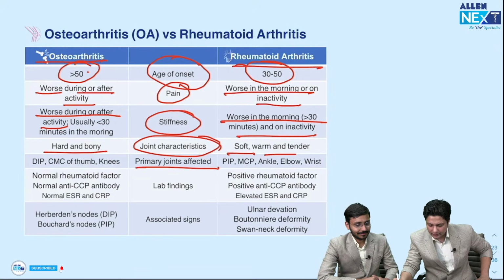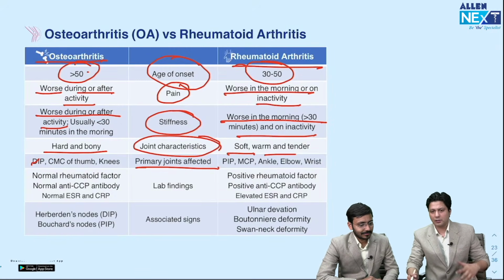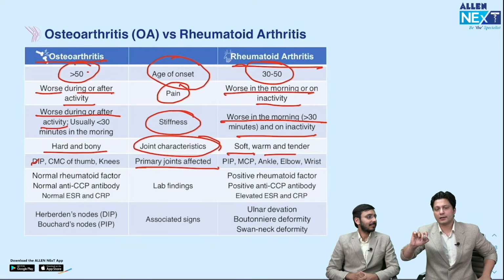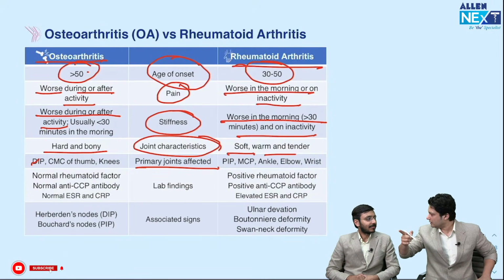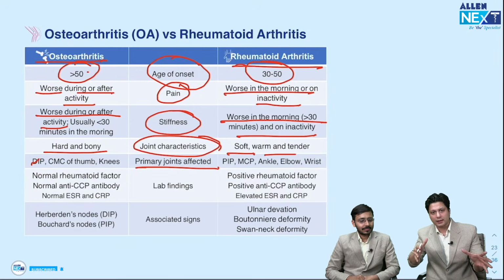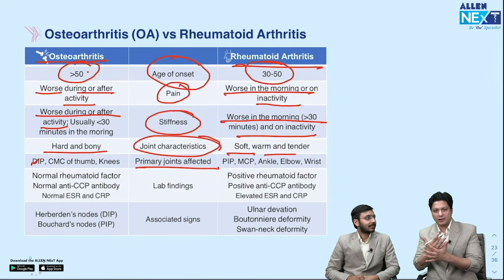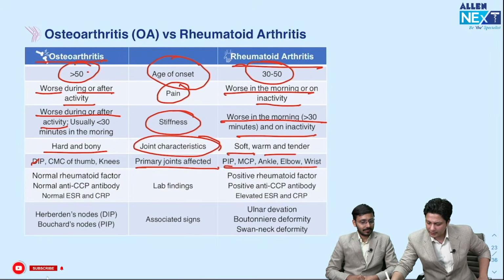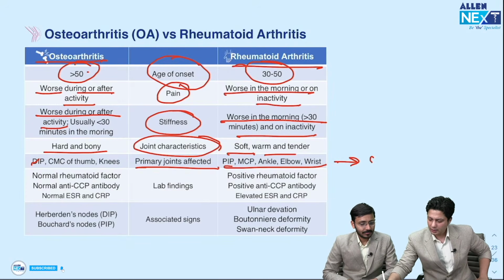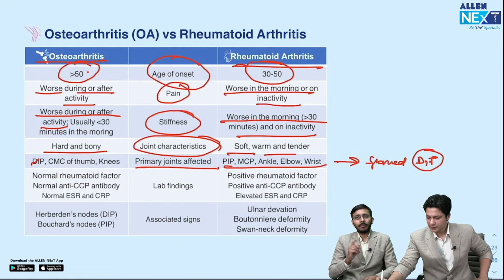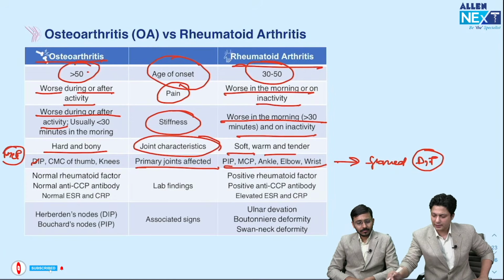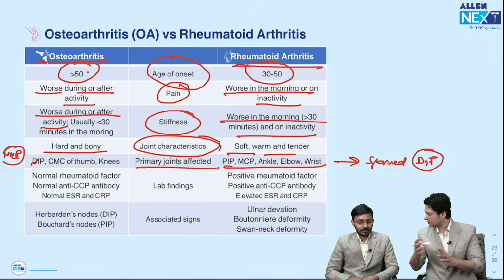Now the joints which are affected: the distal interphalangeal joint, the carpometacarpal joint, all right. And the knee. The joint which is relatively spared in osteoarthritis of the hand is the metacarpophalangeal joint. Right, sir. It is not very commonly affected, while the joint which is spared in rheumatoid arthritis, not very commonly involved, is the distal interphalangeal joint. Very important point. So in osteoarthritis, it is the metacarpophalangeal joint which is spared, while in rheumatoid arthritis, it is the distal interphalangeal joint which is spared.